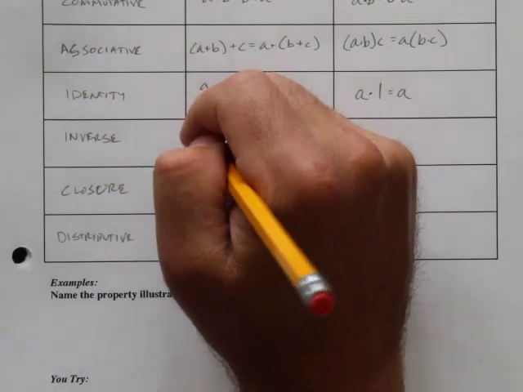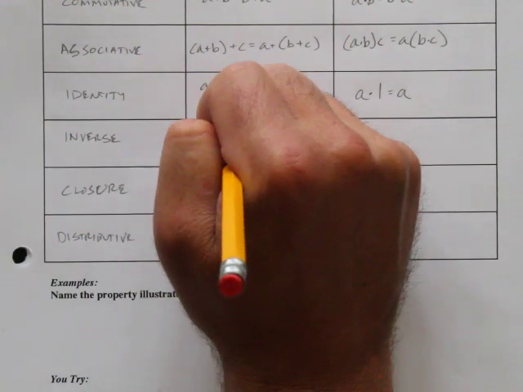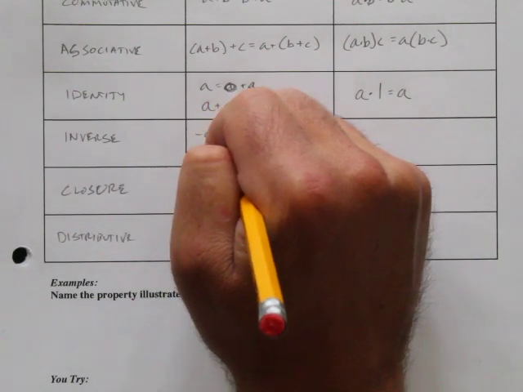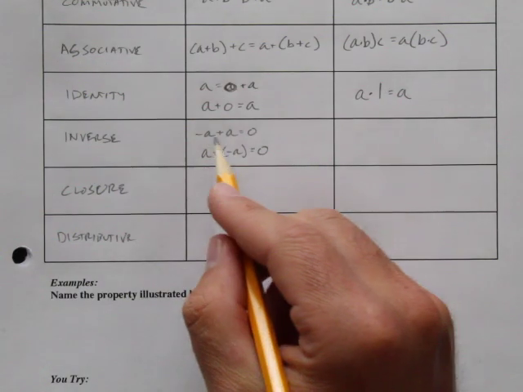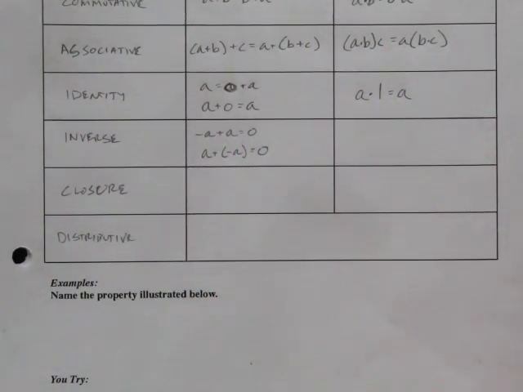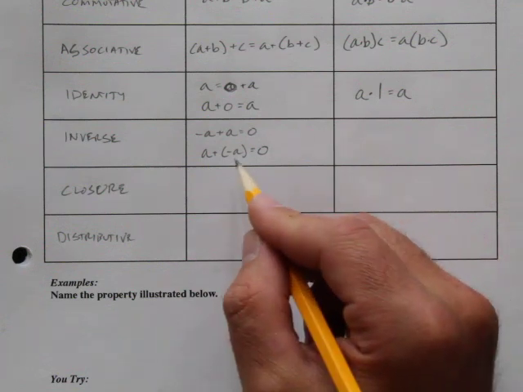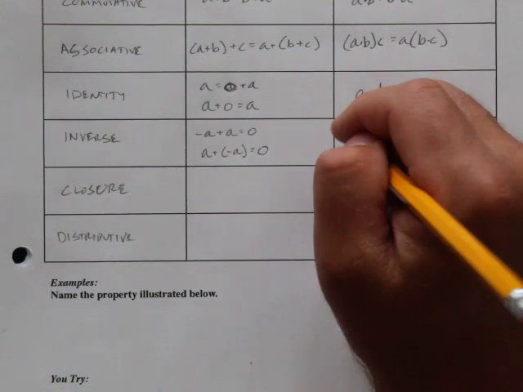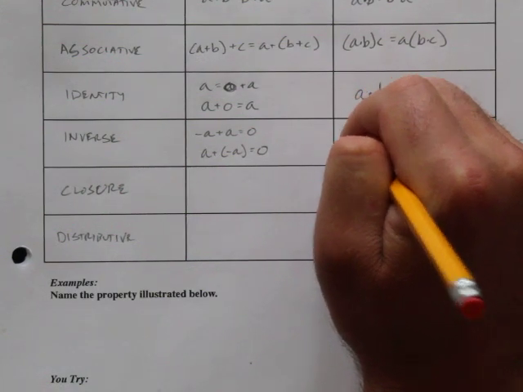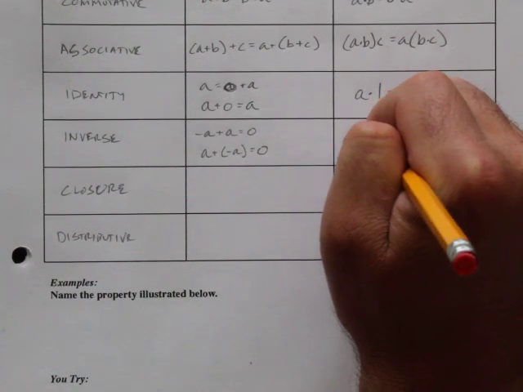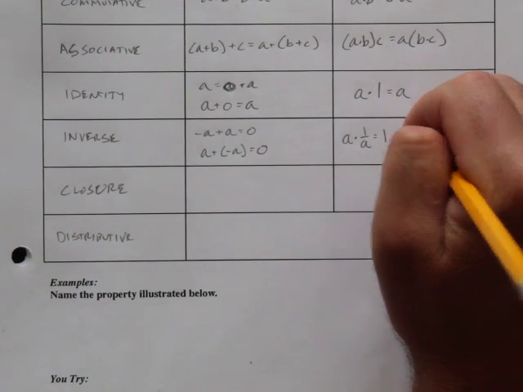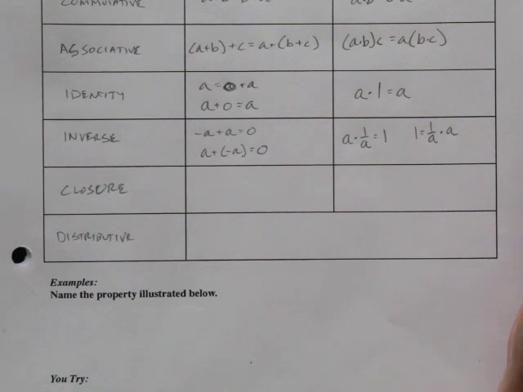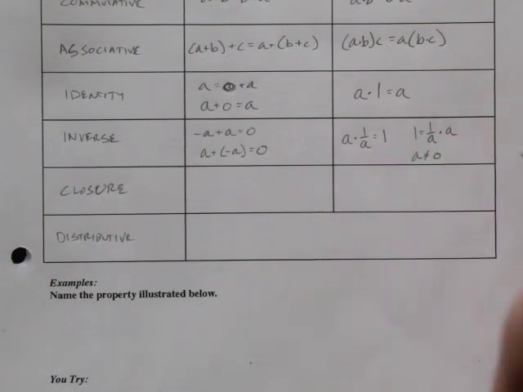Inverse property of addition says this: negative A plus A equals 0, or A plus negative A equals 0. Any number plus the opposite of that number, which is the same number but negative, equals 0. Multiplication, we're not looking for 0 here. This is something different. A times the inverse of A equals 1. Or 1 equals 1 over A times the inverse of 1 over A, which is A. Now, A does not get to be 0 here.